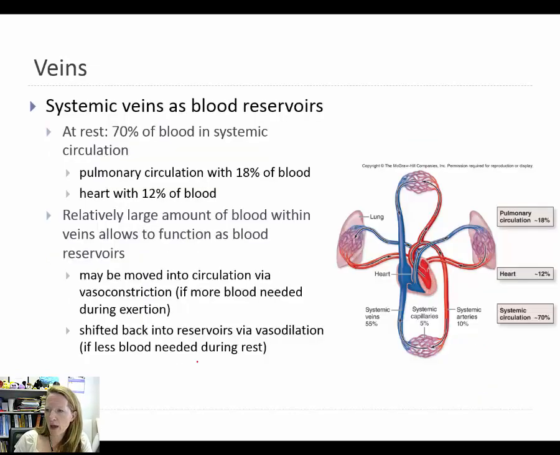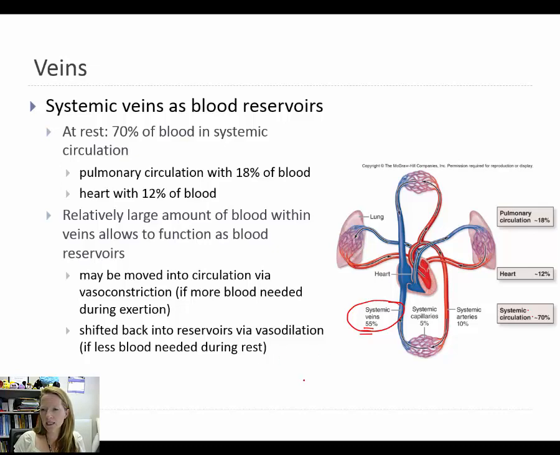So what's interesting about veins, if you take a look at how blood is distributed throughout the body, remember there's not a whole lot in the capillaries, 5% right there. And then if we take a look at what's in the heart, about 12, pulmonary circulation is about 18. The systemic circulation, that means the arteries and veins, 70%. Look at how much is in the veins. 55%, more than half of the blood is located inside of the veins.